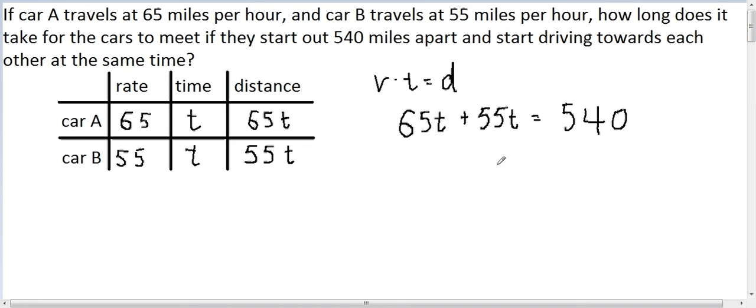Now we just need to solve this equation for t. 65t and 55t are like terms, so we can combine them together. 65 plus 55 is 120. So 120t is equal to 540. To solve this equation for t, we divide both sides by 120.